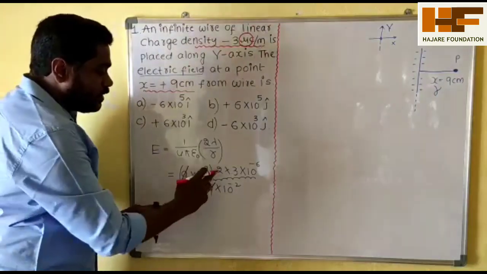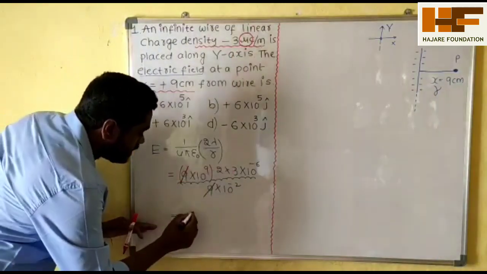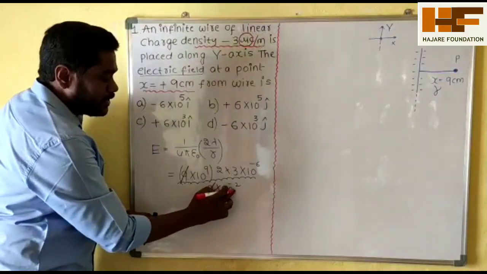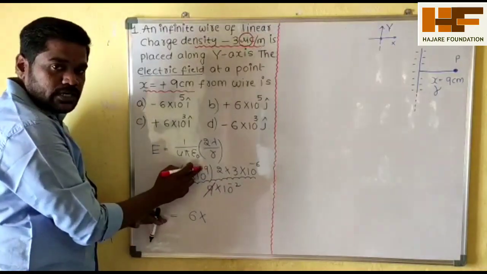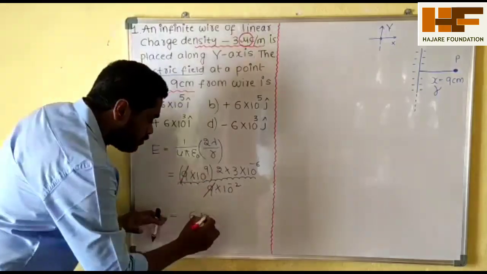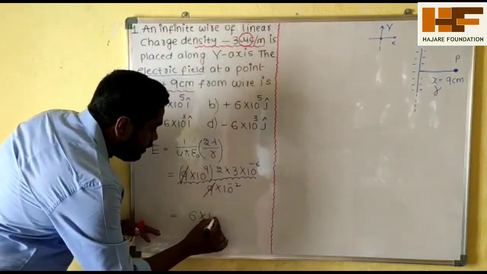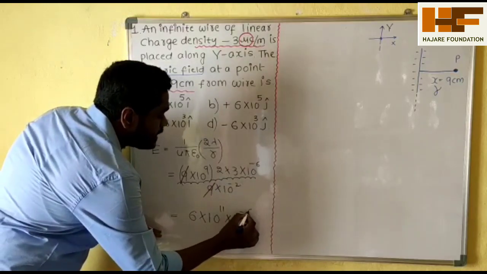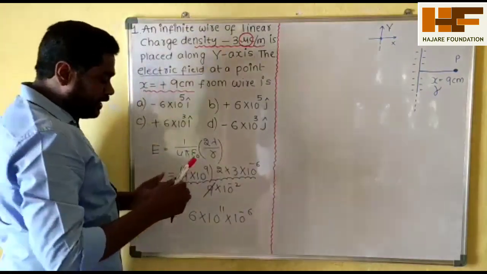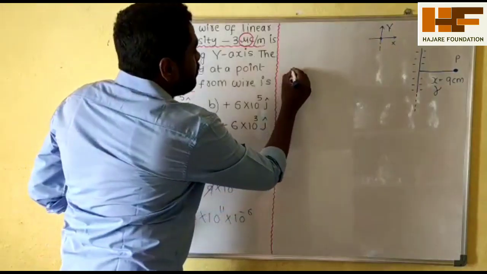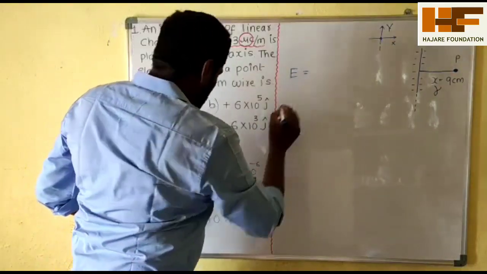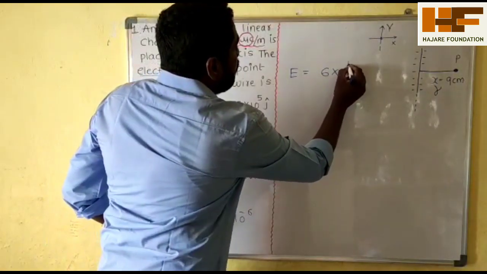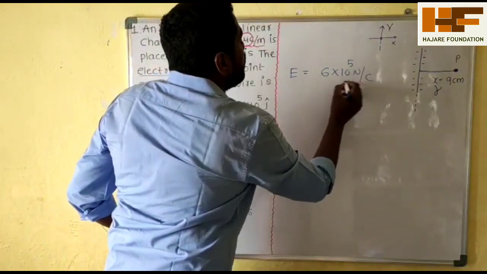Now what is there? 2 times 3 is 6, into 10 power minus 2. It goes upside and becomes 10 power 2, combining with 10 power 9 to give 10 power 11, into 10 power minus 6. So finally the electric field at that point is 6 into 10 power 5 Newton per coulomb. You got this answer.